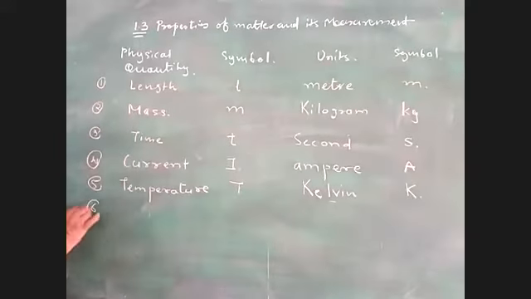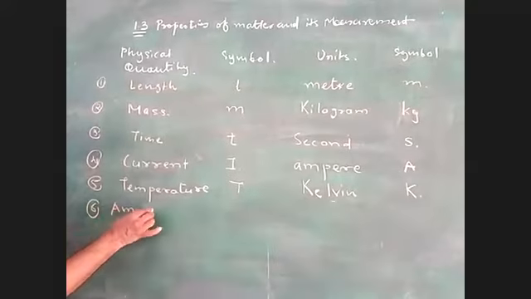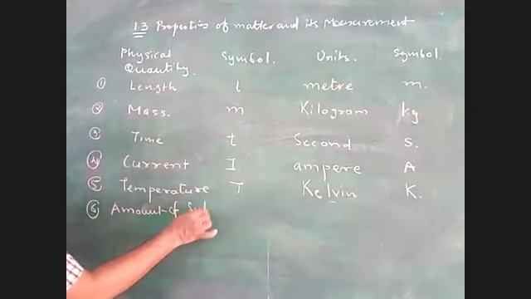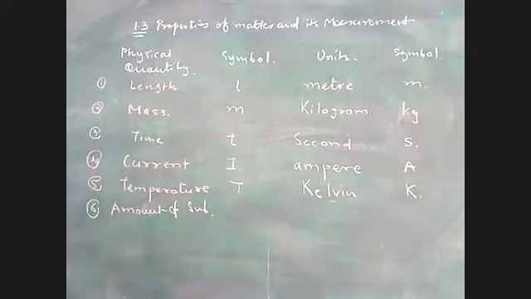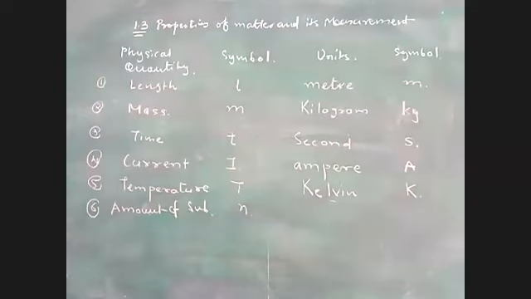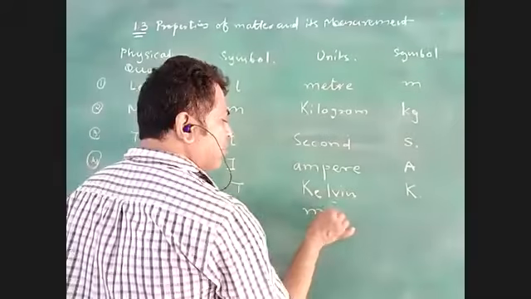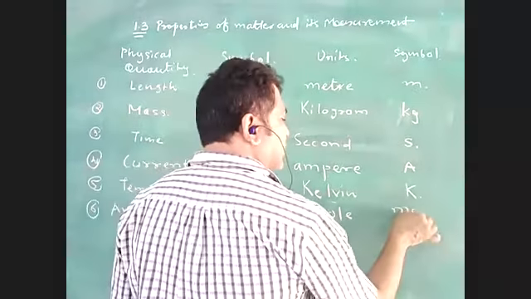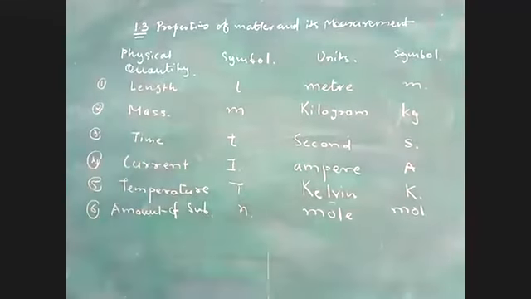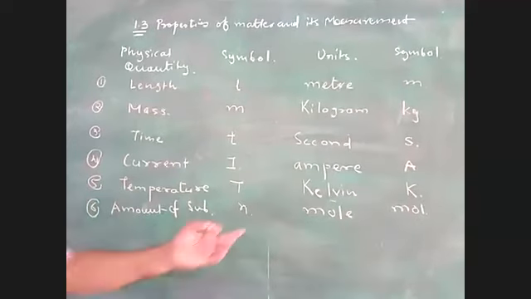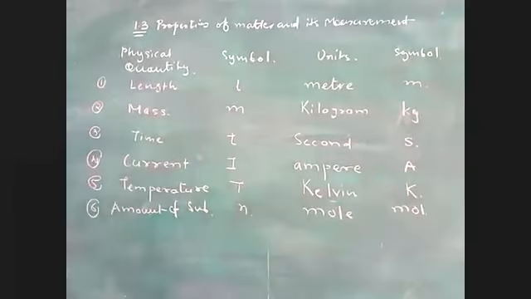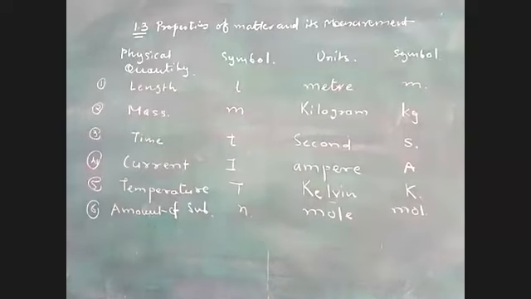Then amount of substance, which is the most important in chemistry. The symbol is always taken as small n. In chemistry, the amount of substance is very vital because chemistry entirely depends on it. Its unit is mole and its symbol is mol. Mole is its name, and in the symbol only the E is removed: mol, written in short format. Remember, all are in small letters.